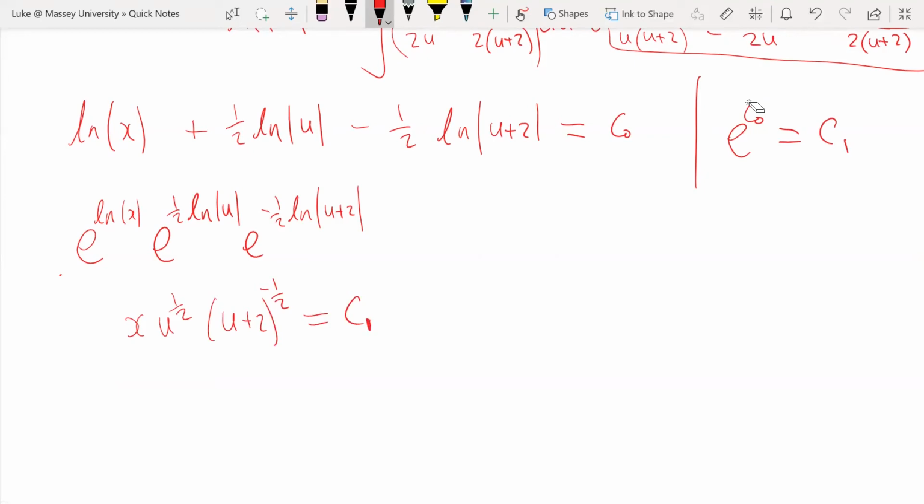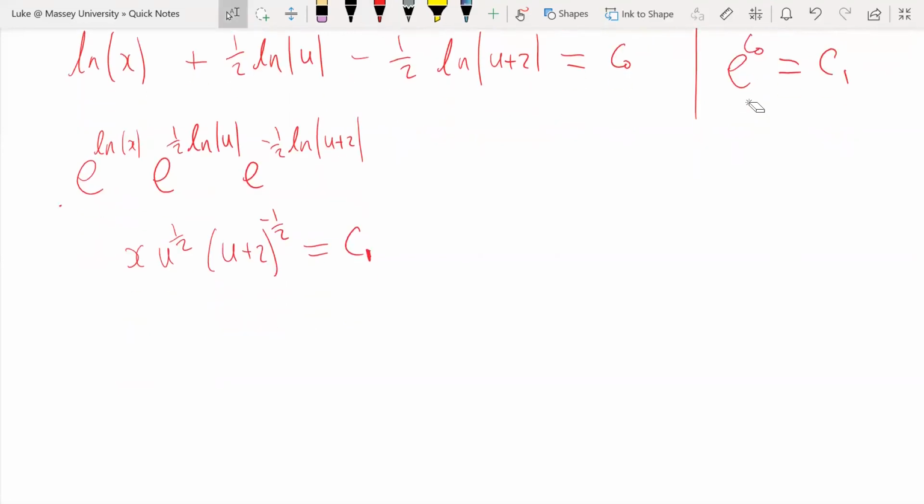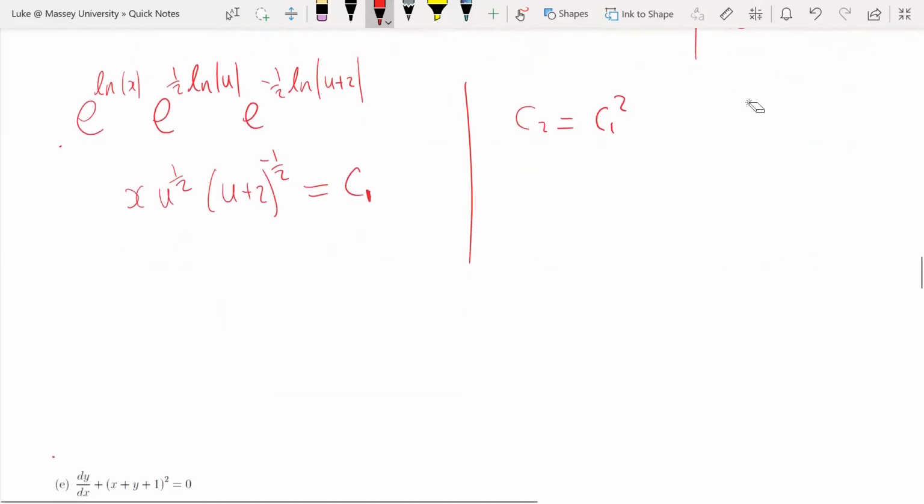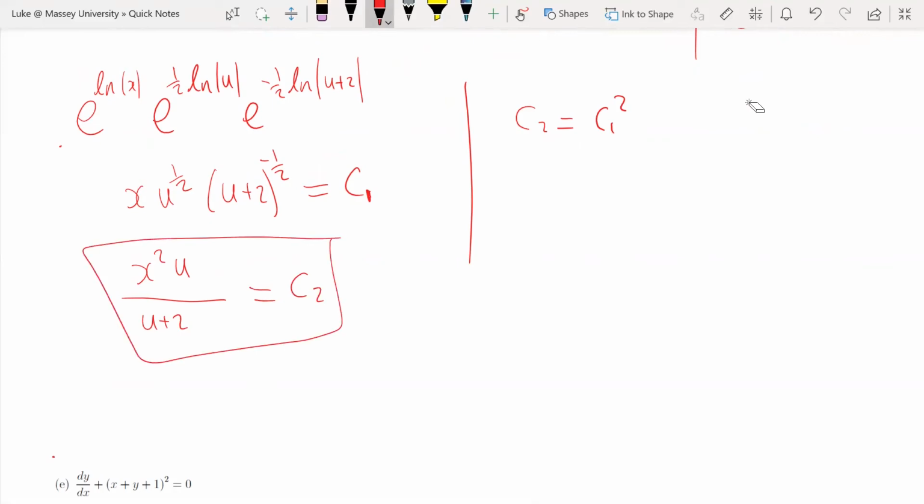Well, I really would prefer u to not have any square roots in it, so what we're going to do is let C2 equal C1 squared, because we're going to square both sides of this equation. So I'm going to have x squared times u over (u plus 2), so just taking that negative exponent to the bottom, equals some number C2. Okay, I have a solution in terms of u here.